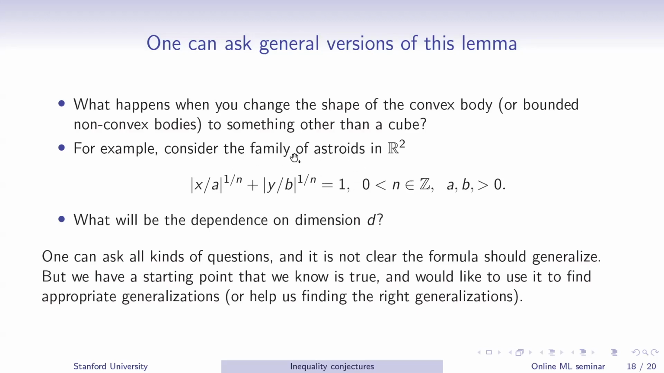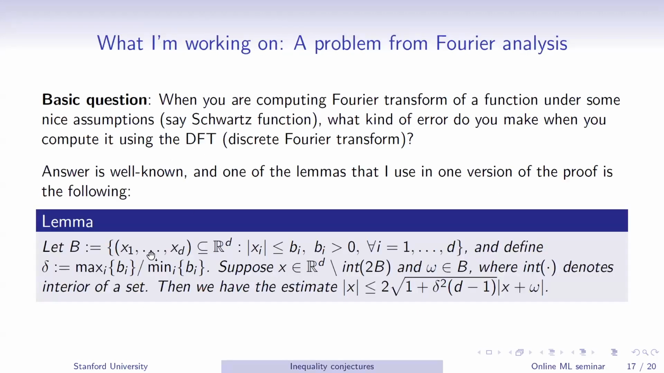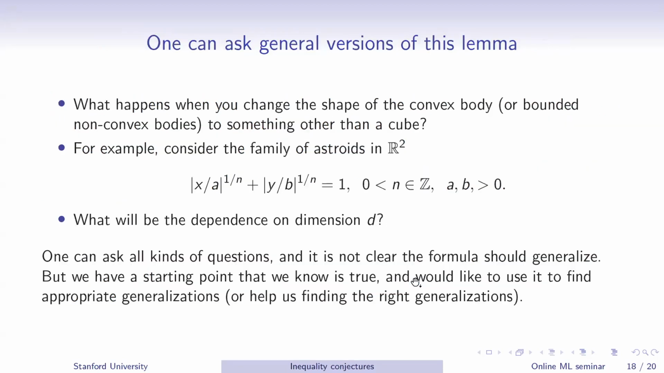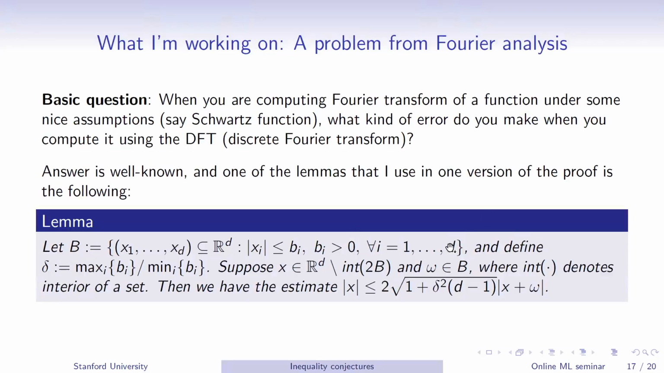So you have this family of asteroids, and then the question is, in this lemma, if I replace my B with some kind of body like this, how will this estimate change? That's really a basic question. Also, for example, I know even in the case of B, these inequalities are actually loose. This is definitely not sharp. I know that this is actually quite loose, so this can be strengthened. But how exactly to do this, I don't know. And then what is the dependence on the dimension d? For cubes, the dimension d shows up as the square root of 1 plus delta squared, d minus 1. But if this body becomes something else, then what will happen?